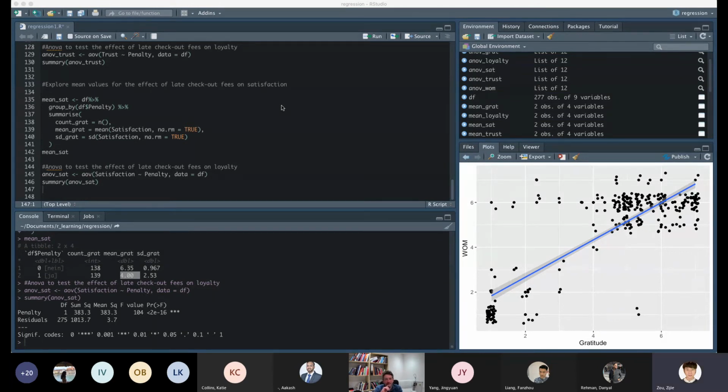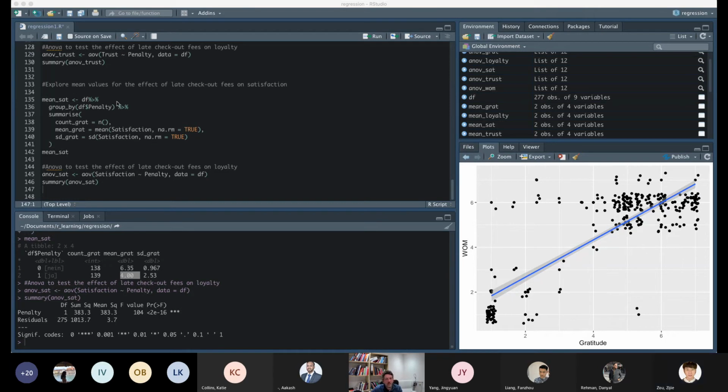Hi, David. I have a question. Yeah, please. In order to explore which factor will influence the penalty, why don't we set the penalty as the dependent variable and set the other variables like the trust, the satisfaction, the gratitude as the independent variables, and then run the regression.